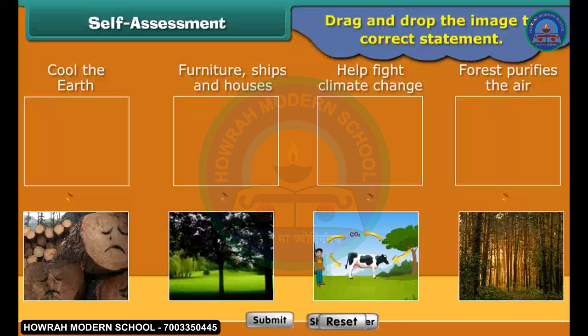Self-assessment. Drag and drop the image to the correct statement.